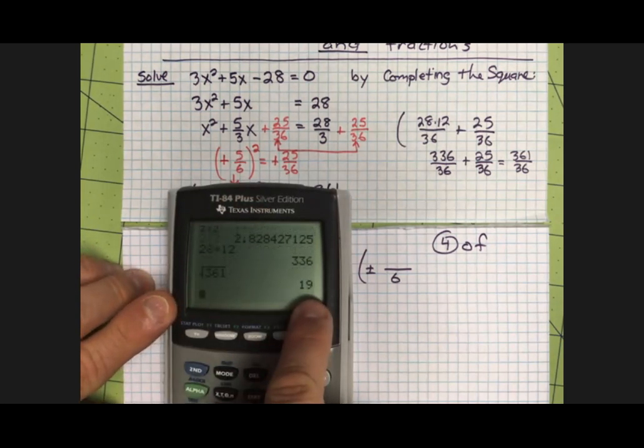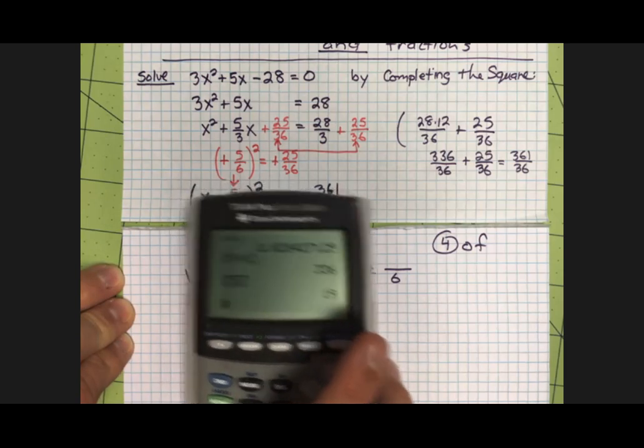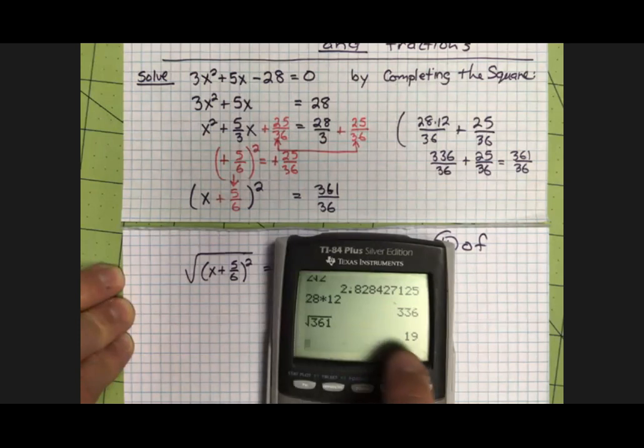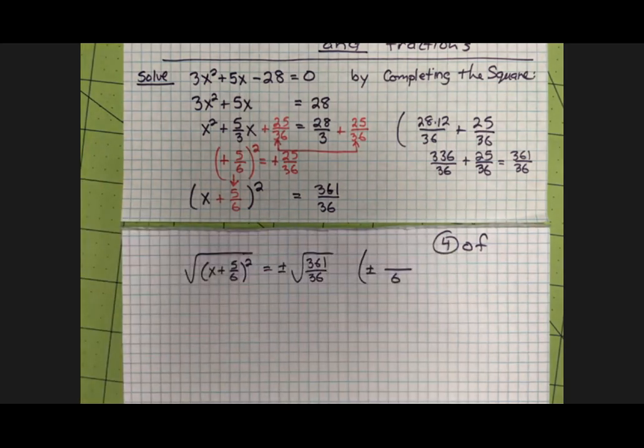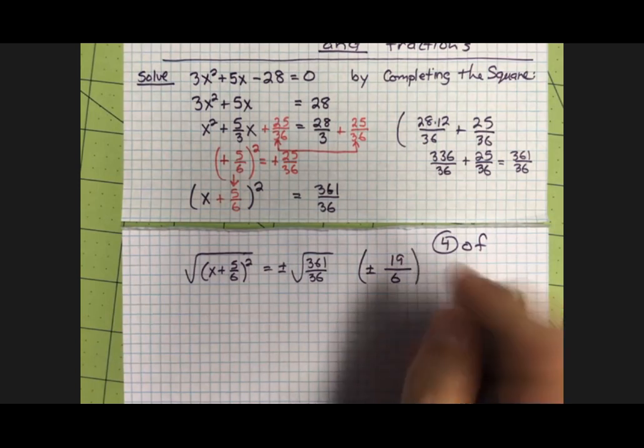It's 19 times 19. Now, if it wasn't, I'd have to hunt for any of the perfect squares inside 361. But the square root of 361, thankfully, is a perfect square. 361 is a perfect square, 19 times 19. So this is actually 19 over 6.